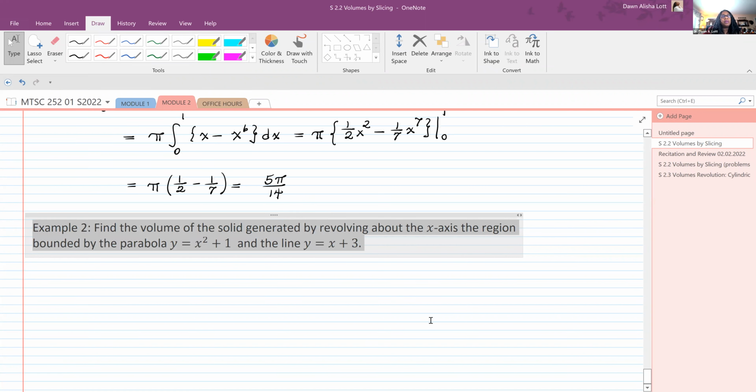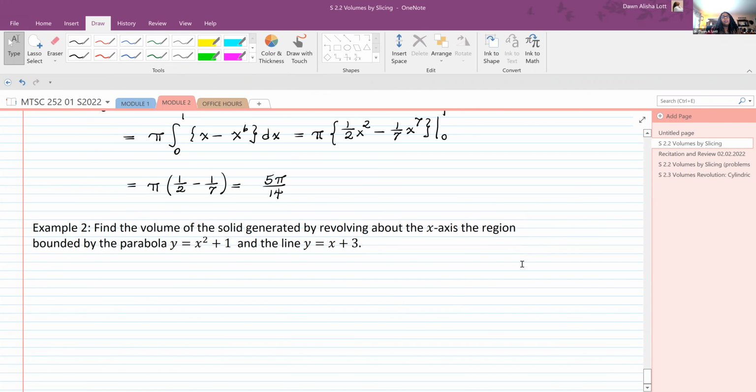Find the volume of the solid generated by revolving about the x-axis the region bounded by the parabola y equals x squared plus 1, and the line y equals x plus 3. Okay, so we need to graph those.